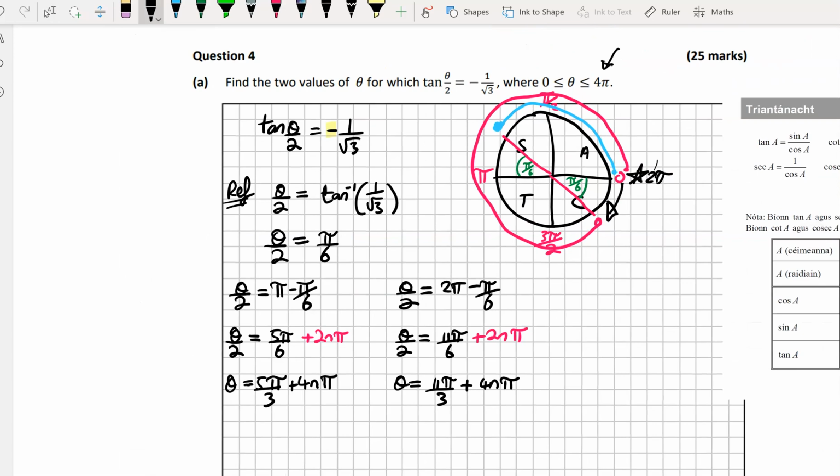And now we can fill in our values for n. Remember, we're not to exceed 4 pi. Remember, 4 pi is 720 degrees, so we cannot go beyond that.